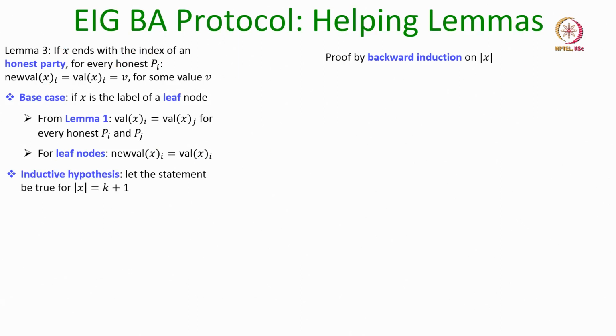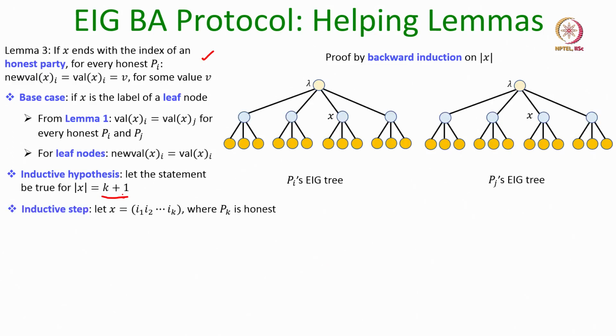Now, assume the inductive hypothesis, assume that the statement is true, that means the lemma is true for any node x occurring at layer k plus 1, and now we go one layer further up.